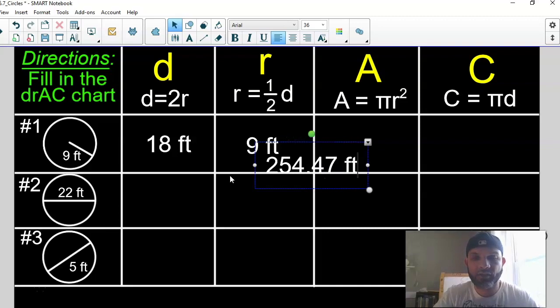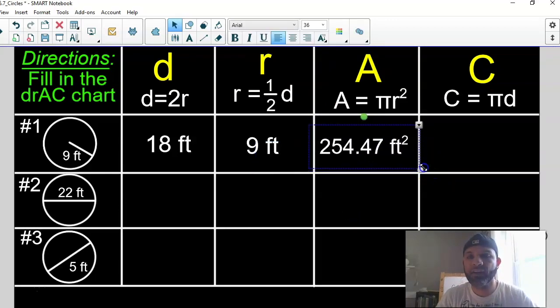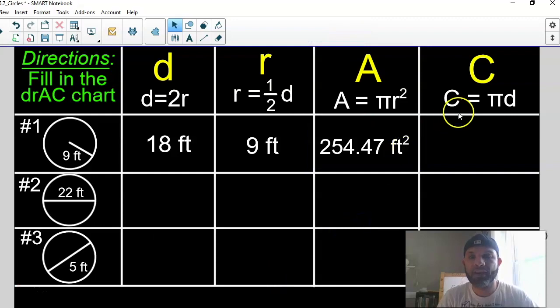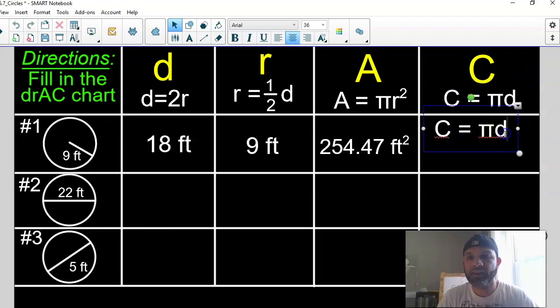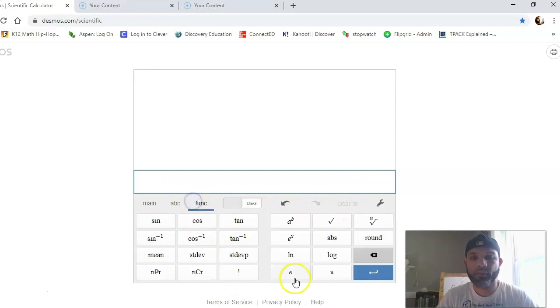254.47. And our units are feet squared, right, to the second power. So that is our area. And then the circumference is pi times the diameter. So it's going to be pi times, well, what's our diameter? Our diameter is what? Well, over here it says it's 18. So we're going to put that into our calculator, pi times 18. So go to our Desmos, clear it.